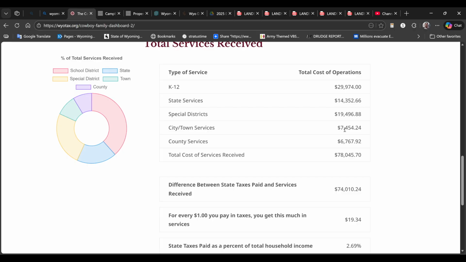And again, that pays for your municipal court. It pays for your roads and bridges and things like that. It pays for public works. I mean, it pays for everything regarding the city, your parks, all that kind of stuff.